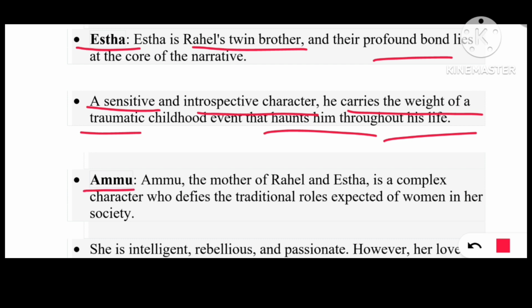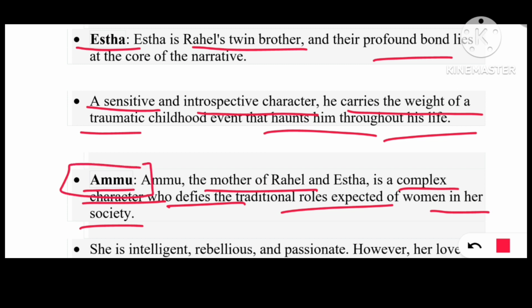Next is Ammu. Ammu is the mother of Rahel and Estha, and she is a complex character who defies the traditional roles expected of women in her society. I told you that when parents are irresponsible, then there will be so many problems in the family. All right, the entire system, the entire bonding comes at stake, because it is not understood. Children will not be able to understand their parents and vice versa. So here the lady, that is the mother of Rahel and Estha, is a culprit to some extent.